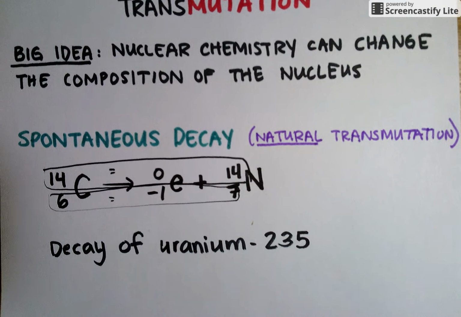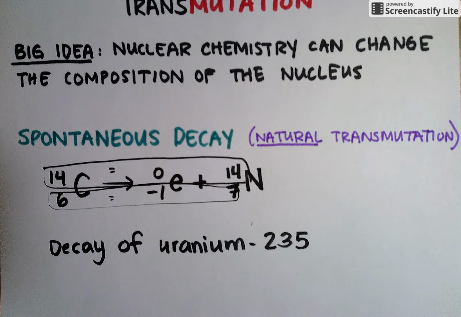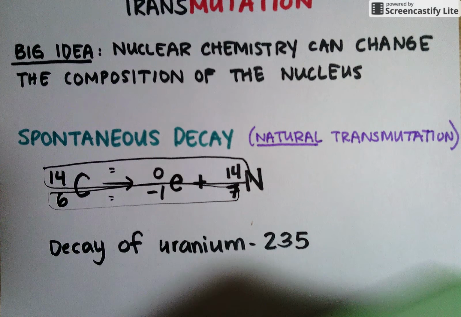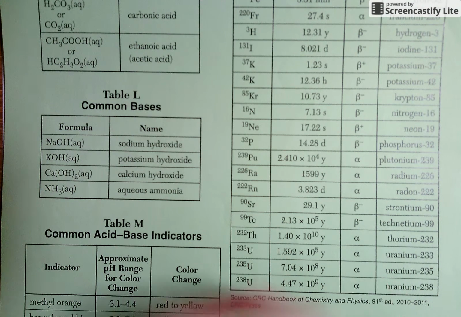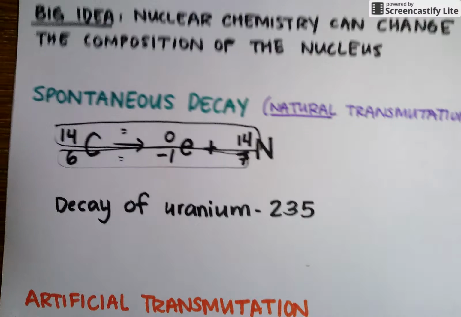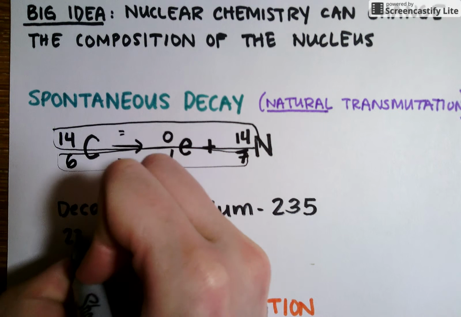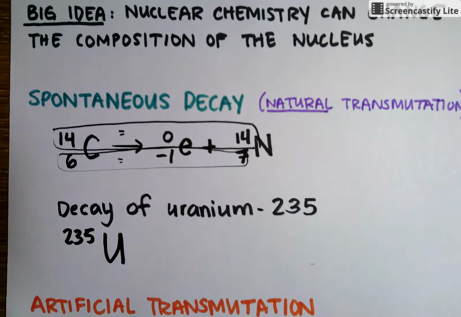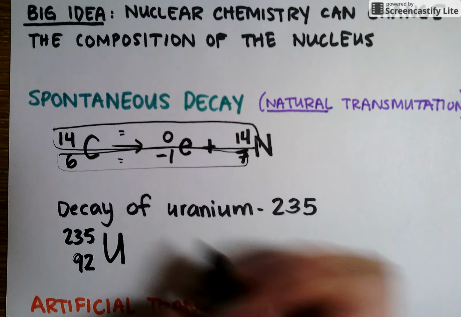You can use the exact same strategy to figure out even a word equation, right? The decay of uranium-235. That's not something I know off the top of my head, so I'm going to flip to table N and find uranium-235, and I'm going to see that it decays by releasing an alpha particle. So again, table O tells me exactly what an alpha particle looks like. So I'm going to take uranium-235. I know from the periodic table by finding U that that's atomic number 92, is going to naturally decay.